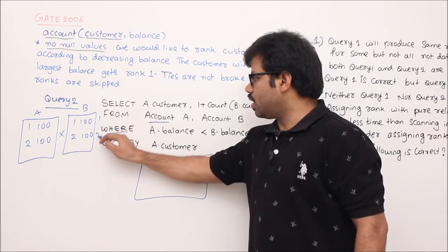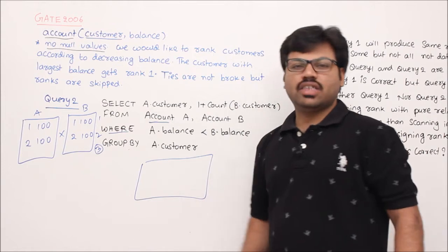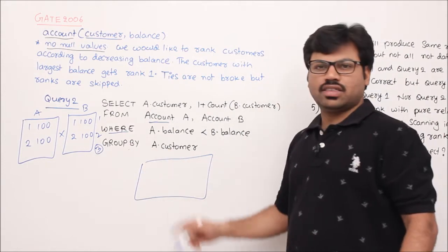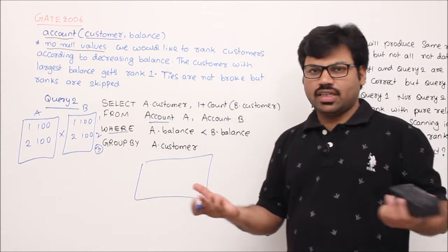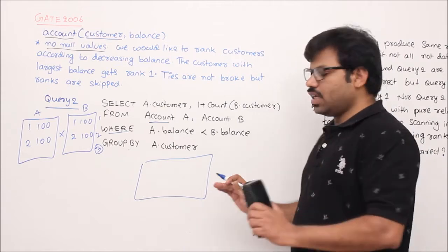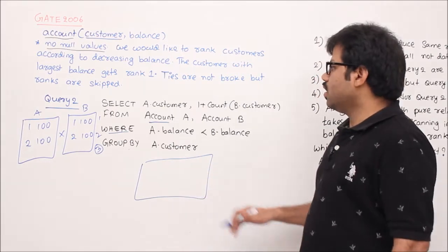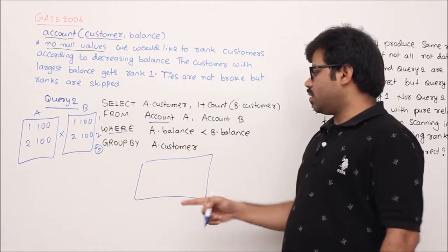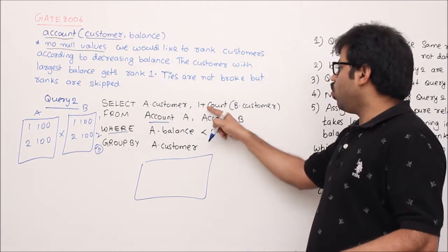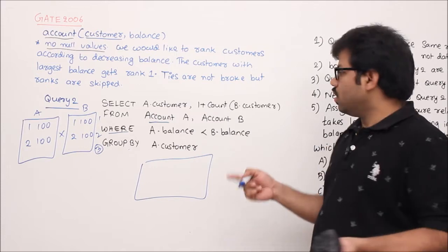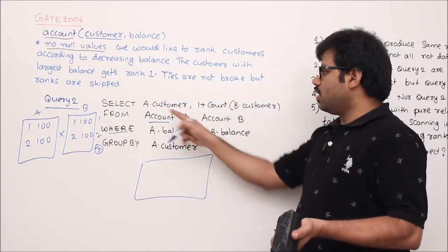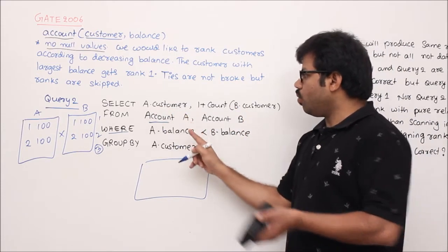Now step number 1, step number 2, step number 3. We are at step number 3. Group by A dot customer. What is there to group? Nothing is there, right? Then you simply say that yes, group by is done. Empty table is grouped into 0 parts. Then select A dot customer. So nothing. 1 plus count of B dot customer. So what is count of B dot customer? There is no A dot customer.